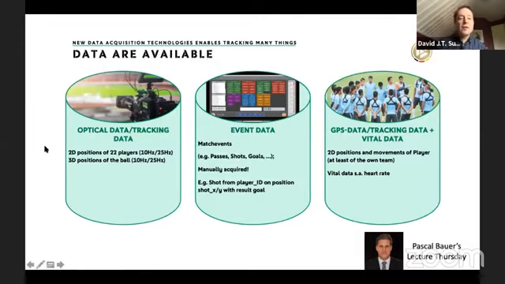But the type of data we're going to talk about today is optical data or tracking data. It's the 2D positions of 22 players on the pitch. Nowadays, it's often at 25 hertz. And in theory, it's the 3D positions of the ball, but often you only get the 2D positions of the ball. That happens in the Signality data that we're going to look at.